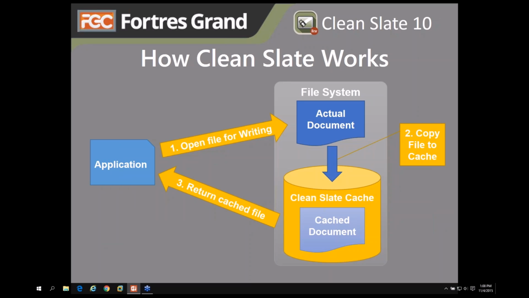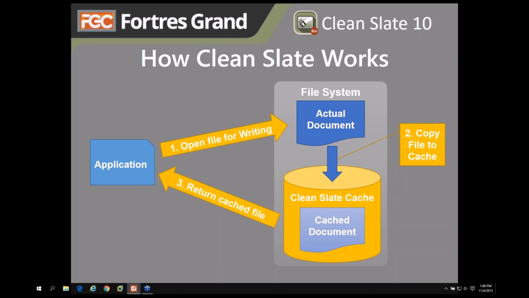This is a little more detail about what happens. You basically have an application that is going to open a file for writing, and what Clean Slate will do is, if the file exists, it'll make a copy of the file and put it into our cache, and then give that cached document back to the application to work with. The nice part about the way this works is that the original document is never actually modified. It's only the copy in our cache that's modified by that application. And again, when the user logs off, we simply throw that cache away, which is quick and easy.